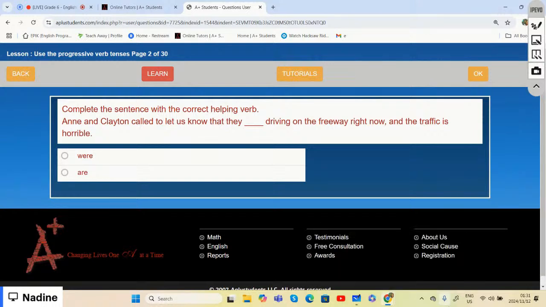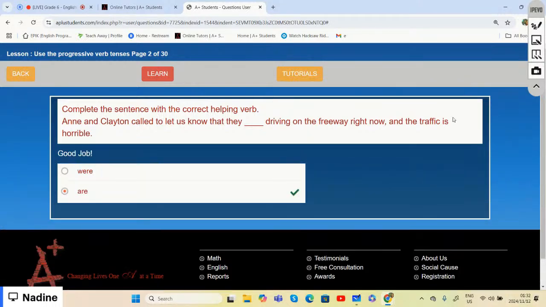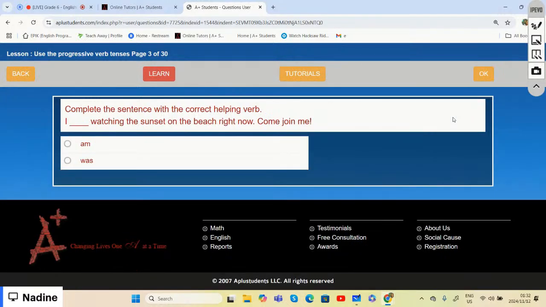All right, and we need to choose the correct option. It says Anne and Clayton called to let us know. Do we say they were driving on the freeway right now, or they are driving on the freeway right now? Right now, yes. So if we are saying right now, then it means that we need to use the helping verb are. So well done. Are is correct.